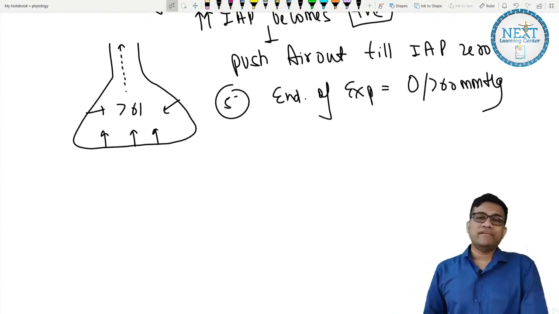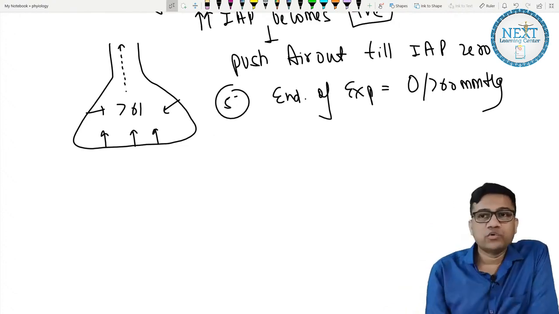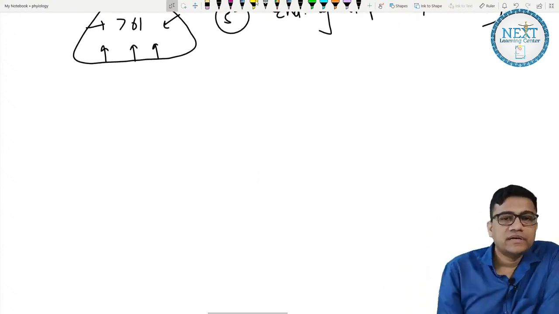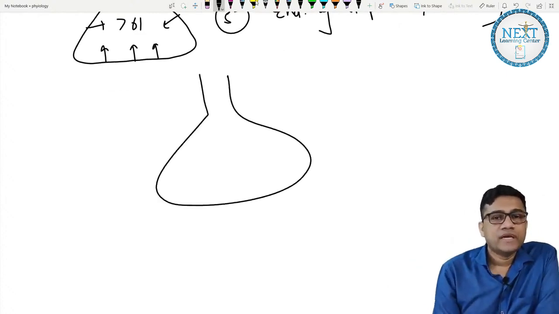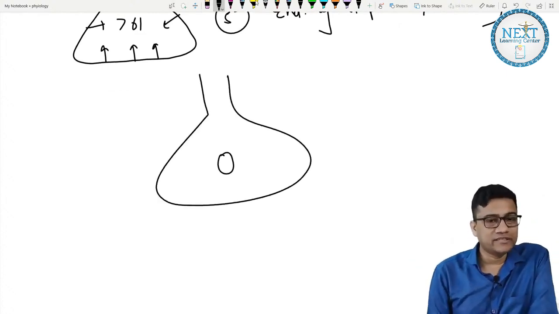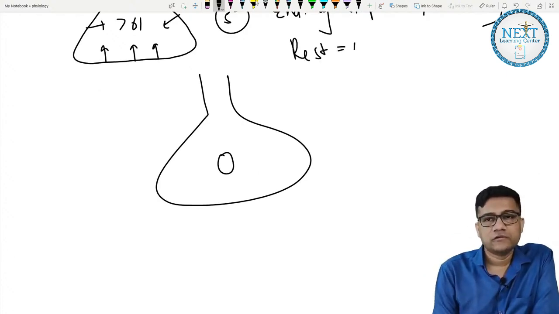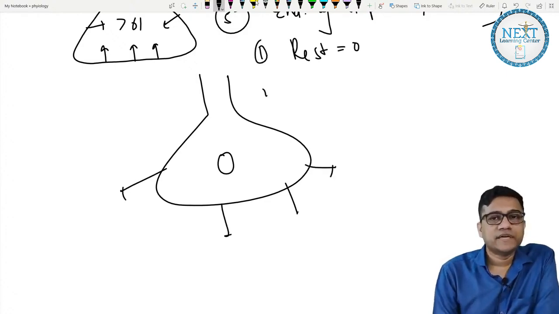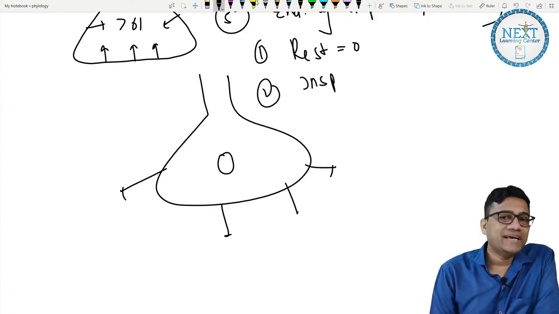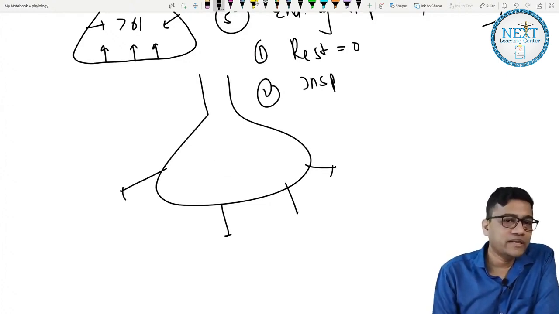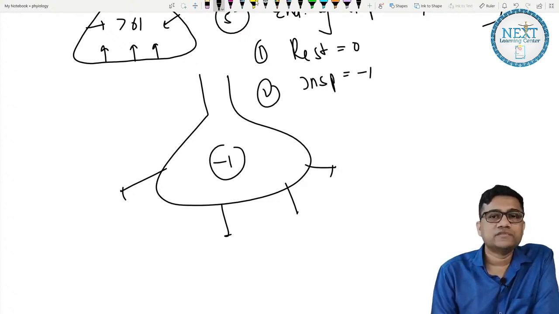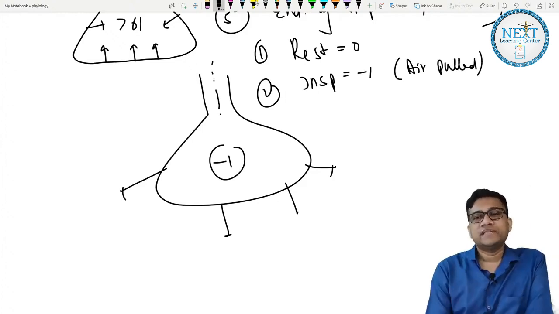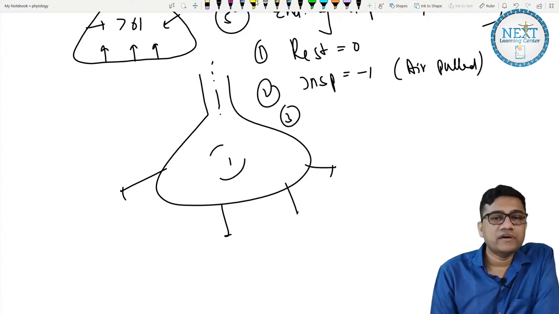Okay, let's do a rapid recap, and you will be able to remember it permanently. This is your lung. It is 0 at rest. Then, as the chest expands during inspiration, the pressure becomes -1, and that is why air comes inside. Air is pulled inside. Then in expiration, the lung will recoil.